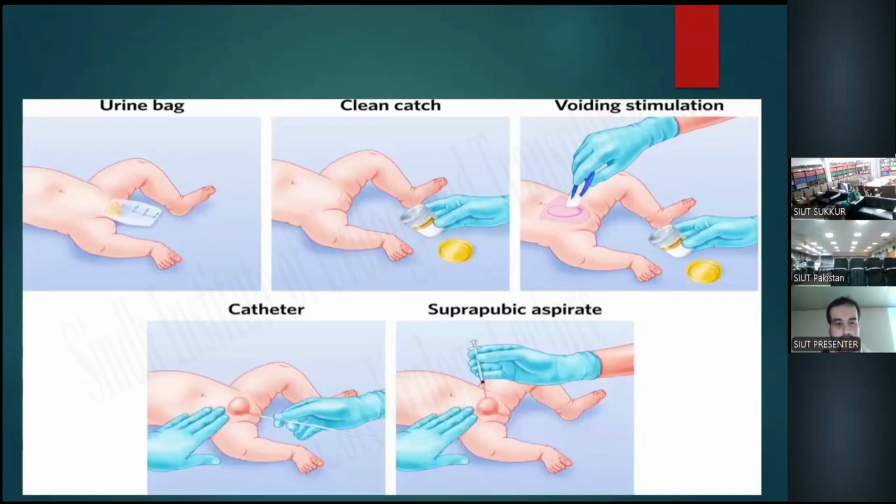There are some ways to collect the sample from a neonate: either by using a urine bag with an adhesive collar, or a clean catch, waiting for the patient to urinate and getting a proper midstream sample, or by stimulating urination by stroking the suprapubic area or lower abdomen to stimulate voiding, or by urethral catheterization, or by suprapubic aspiration.